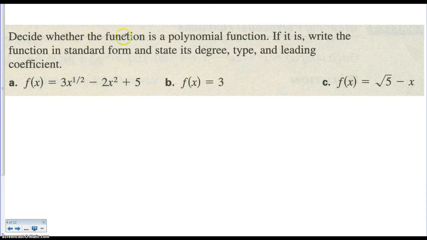So let's look at some examples here. What we're asked to do is decide whether the function is a polynomial function. If it is, write the function in standard form and state its degree, type, and leading coefficient. So when I look at A, we're looking at this one first. In order for it to be a polynomial function, all the exponents first have to be non-negative integers. So when I look at this 1/2, is that a non-negative integer? All right, is it something that I can count with? No. So this is not a polynomial function. Okay, not a polynomial.